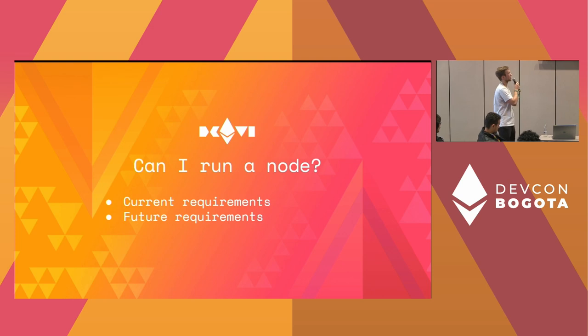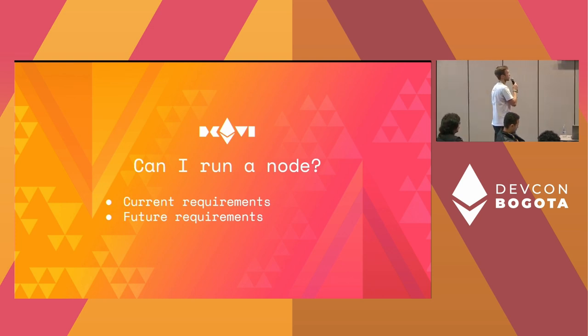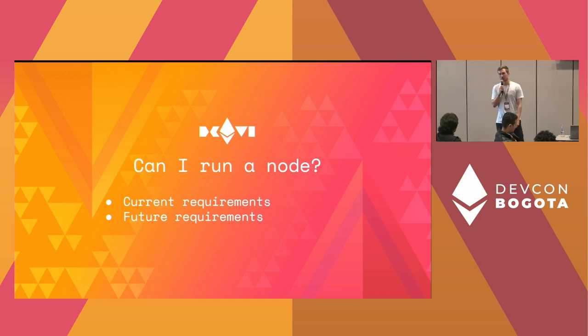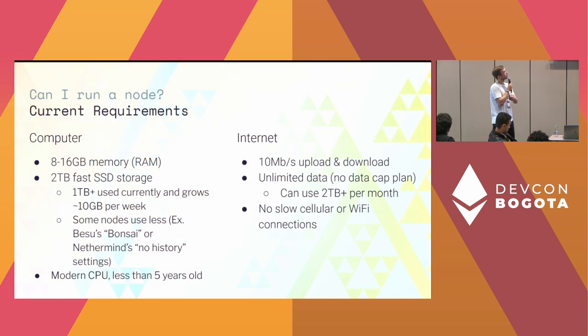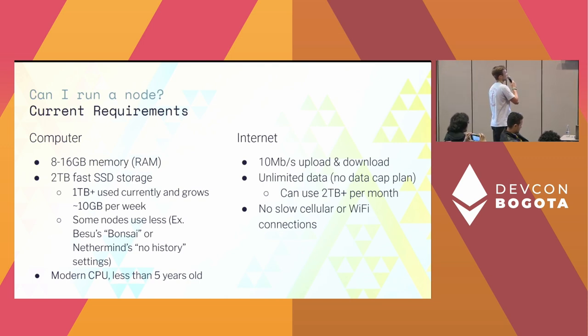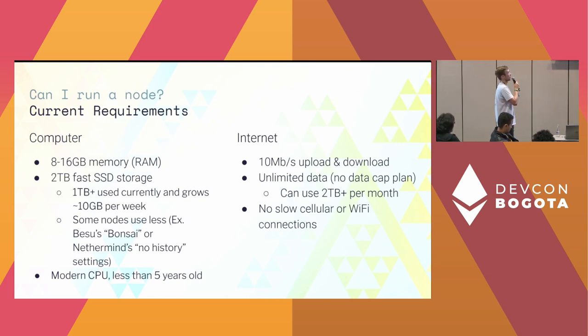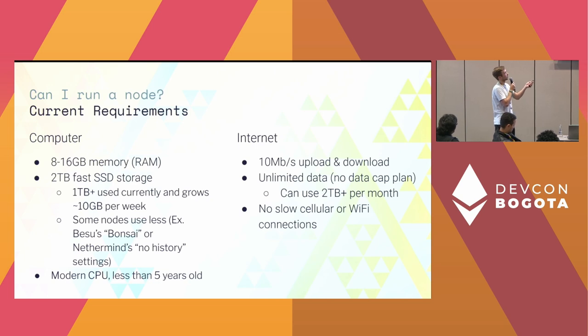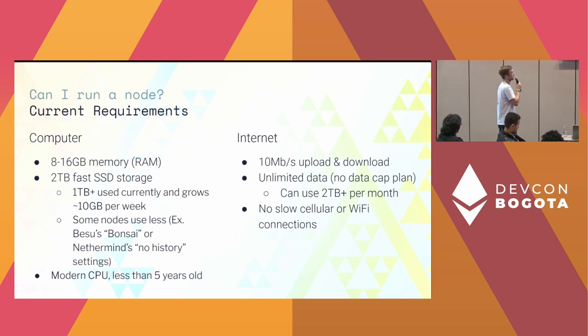All right, and then an important question everyone wants to know is, can I run a full node? A lot of people I talk to want to run a node, but they don't know if they can. So here are some of the requirements. Your computer needs 8 to 16 gigabytes of memory and 2 terabytes of fast SSD storage. This is kind of the biggest problem for people: this fast SSD storage.